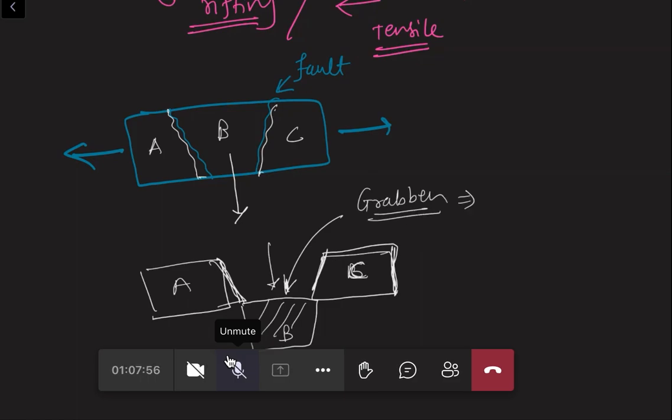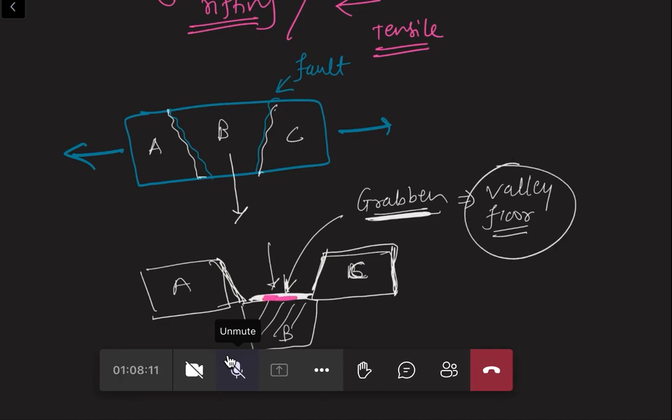It becomes valley floor later on. The subsided part, or the part which sank, is called graben. The surface of this part is called graben. Okay, it becomes valley floor later on, on which the river flows.